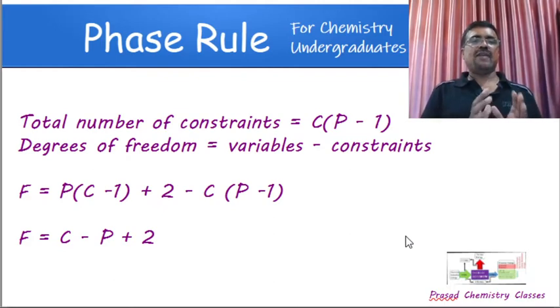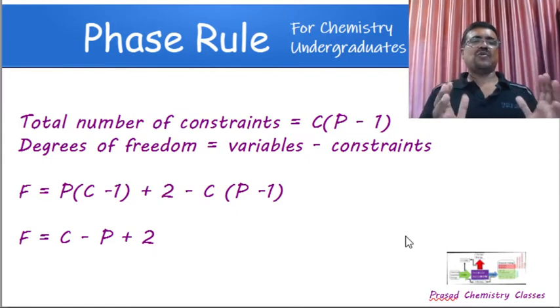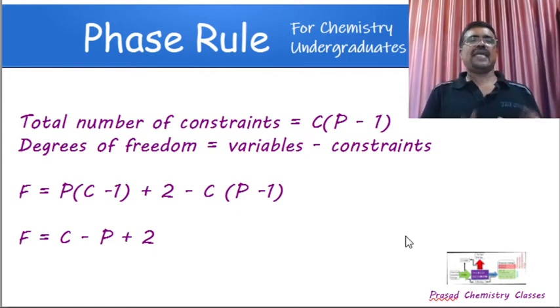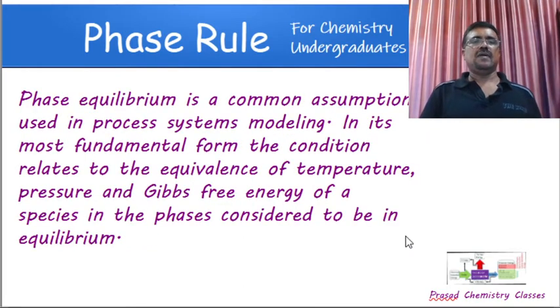Now, degree of freedom will be variables minus constraints. That is, P into C minus 1 plus 2 minus C into P minus 1. So, F is equal to C minus P plus 2. So, this is a heuristic derivation of what we call the phase rule. That will do for your board exams or university exams. So, this rule holds good for any heterogeneous equilibrium. That is the significance of this. Okay.